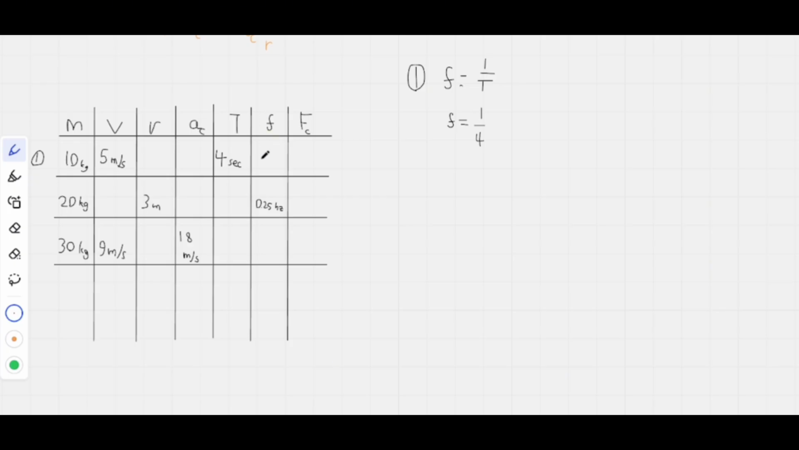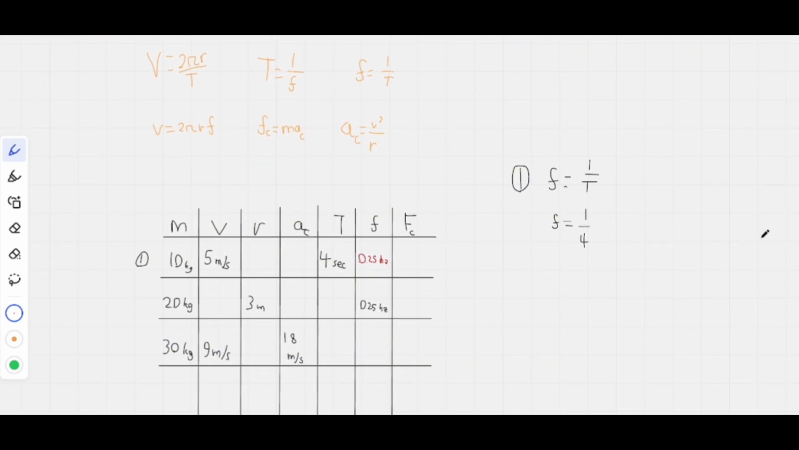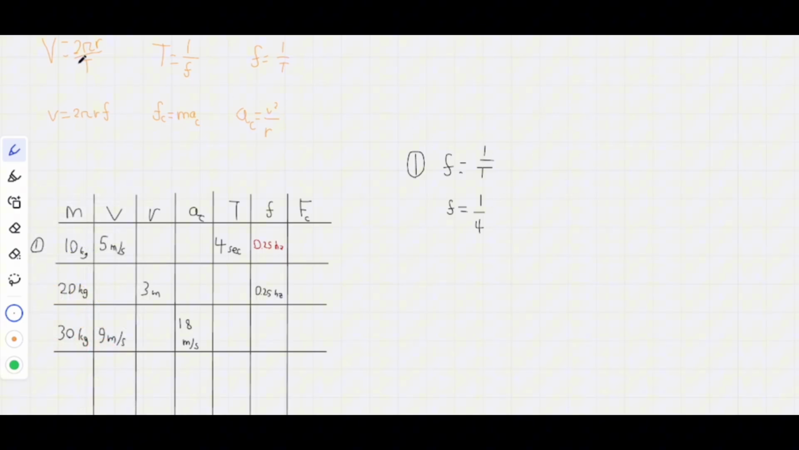We'll do red. We'll label it as 0.25 hertz. Just a little thing to keep in mind. Okay, now that we have our T and our F, we can move to trying to find our radius. So now our velocity is given, so we can take that immediately and I would like to take this formula, as it doesn't have to do any fractions or anything.